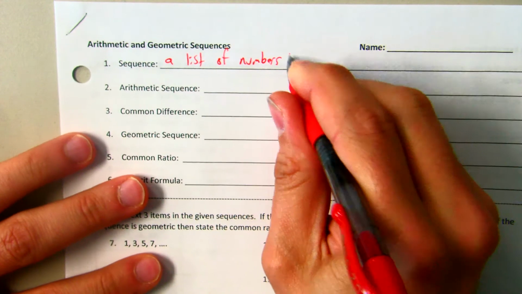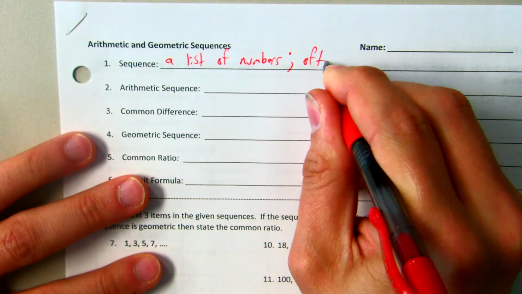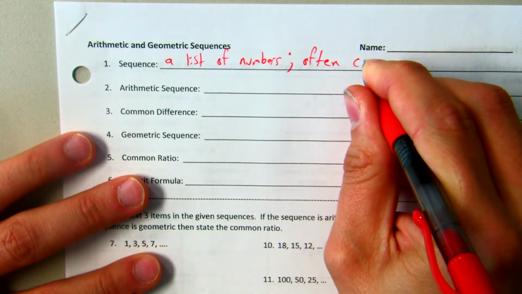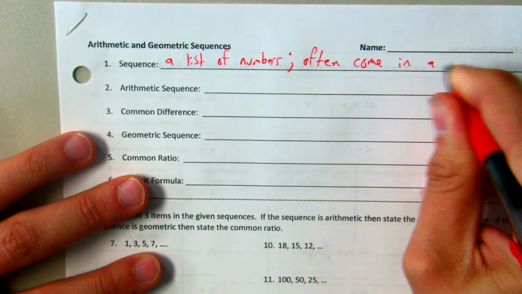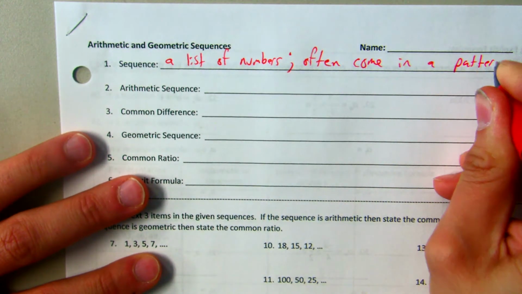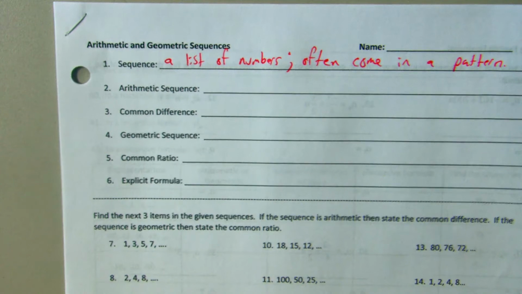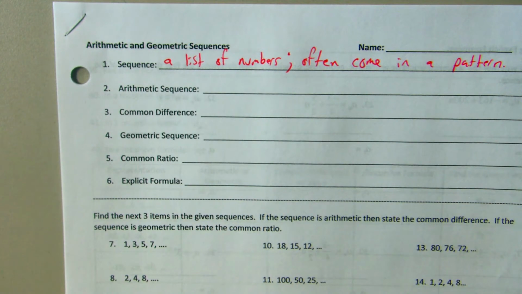And then they don't have to, but they often have a pattern to them, or come in a pattern. Because without a pattern, it's not predictable, and if it's not predictable, then it's pretty hard to apply to real world situations. So, for that reason, most everything we look at will come in some kind of pattern.